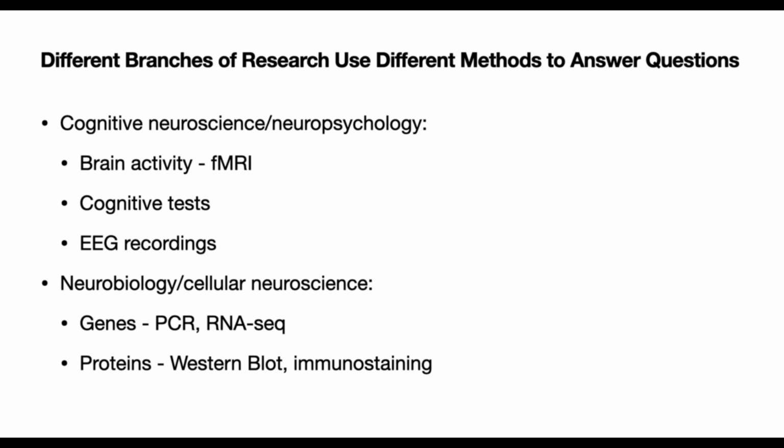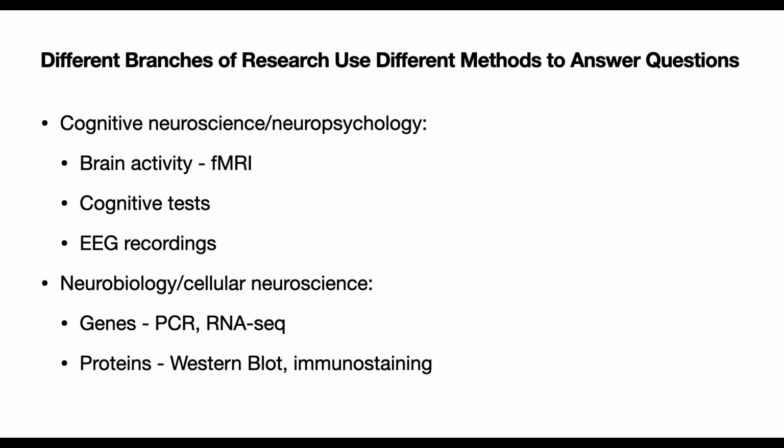The most important thing to emphasize is that the type of research method that is used will depend on the research question and also usually on the specific branch of neuroscience. So for example, cognitive neuroscience or neuropsychology studies often rely on human participants and techniques that measure brain activity and structures, such as magnetic resonance imaging or MRI, or functional MRI, or EEG recordings that measure brain waves through electrodes that are placed on the skull. There are also many cognitive tests that can be performed.